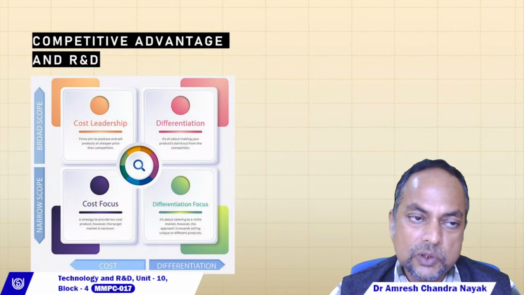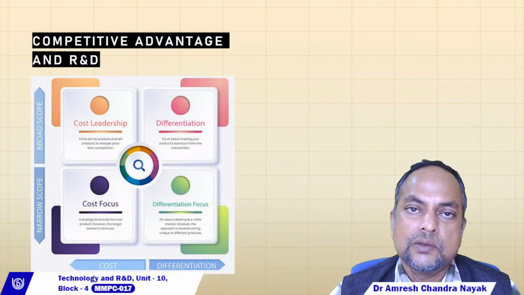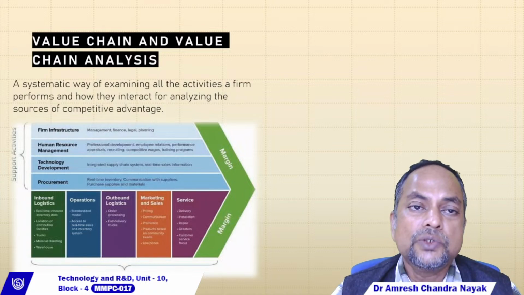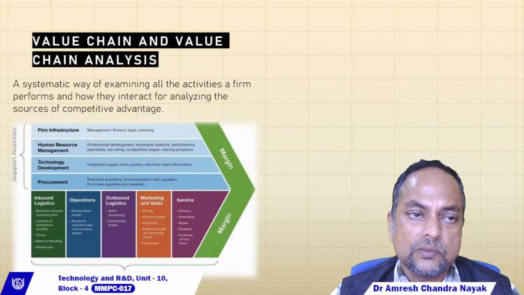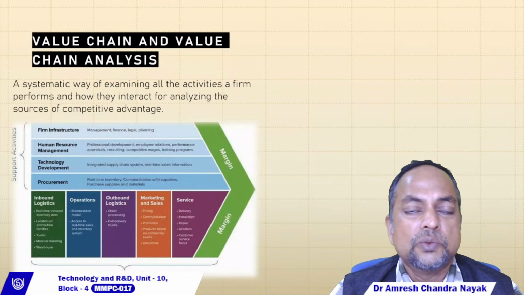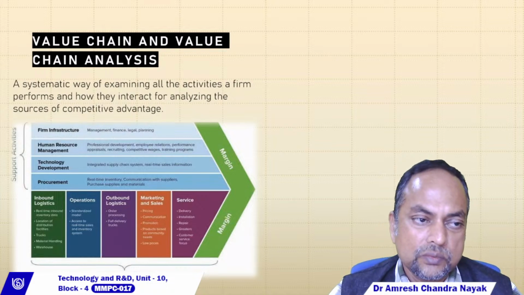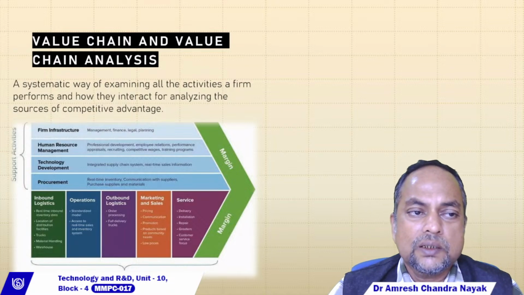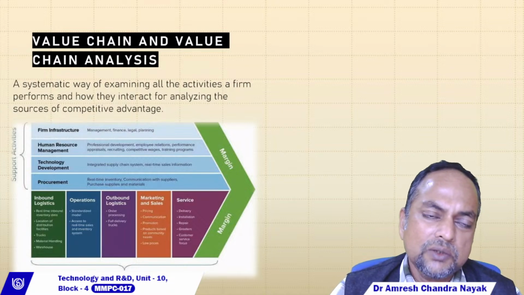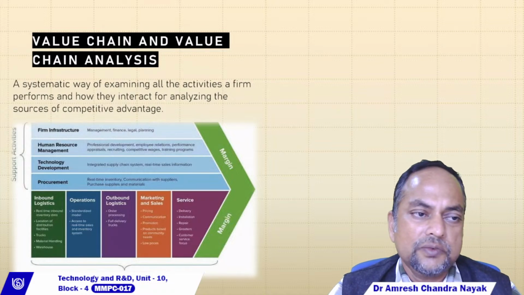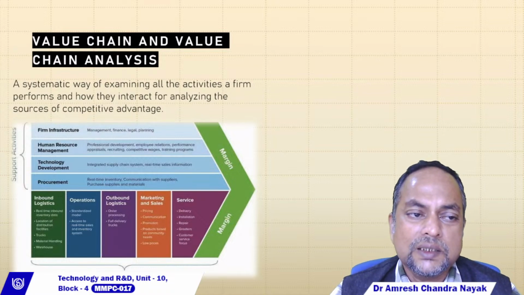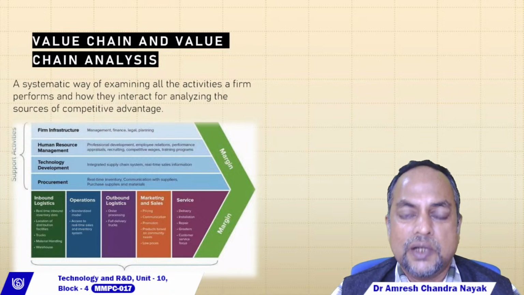Beyond that, one more thing we need to understand is that whenever we are talking of these technologies, these technologies and the value chain processes should be understood. Now, we are talking of Porter's value chain model. Value chain analysis is a systematic way of examining all the activities of a firm, and how they interact, for analyzing the sources of competitive advantage.